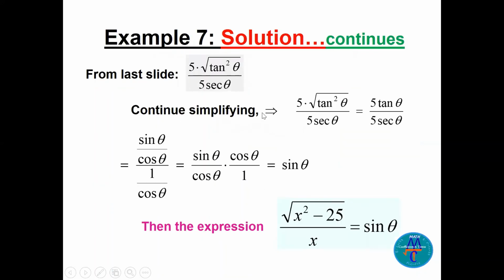Now, if you take from the last slide, we have this 5 times this. So I can take it here. Square root of tan squared will be absolute value of tan theta. But we have tan theta in quadrant 1, so that's positive here. So tan theta will be sine theta over cosine of theta. And the secant will be 1 over cosine of theta. Leave the first fraction, multiply by the reciprocal here. And then the answer will be sine of theta. So this is the expression. The square root of x squared minus 25 divided by x will be only sine of theta.